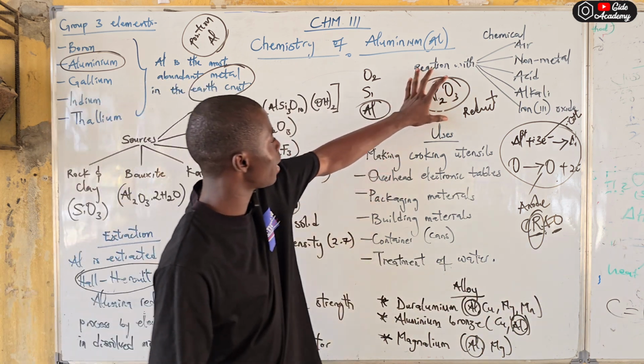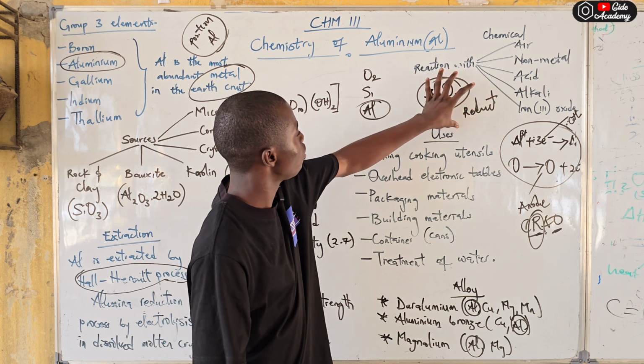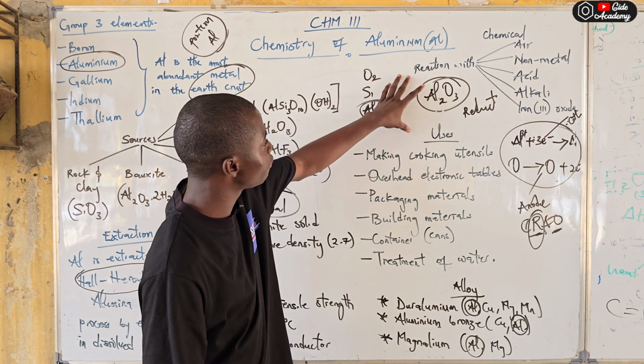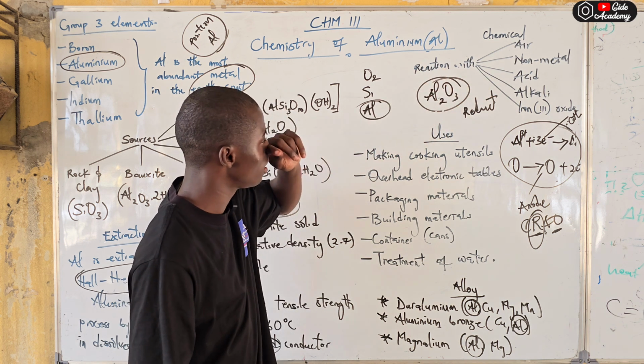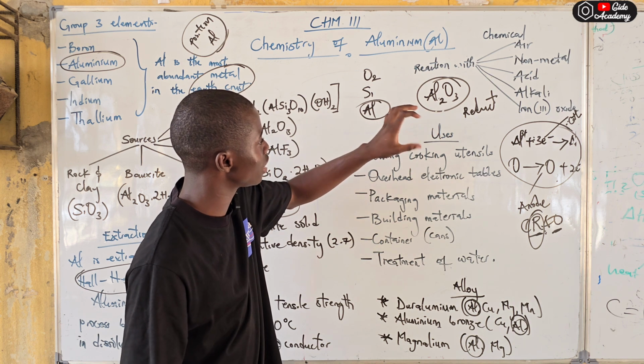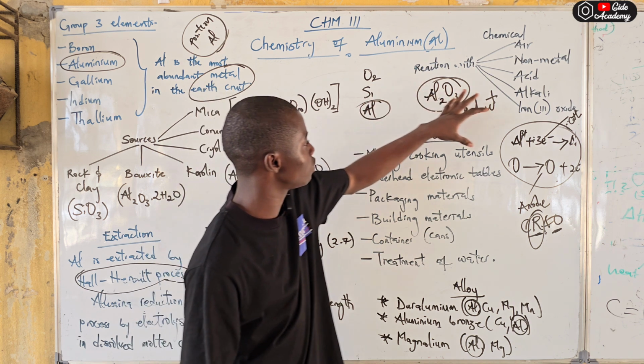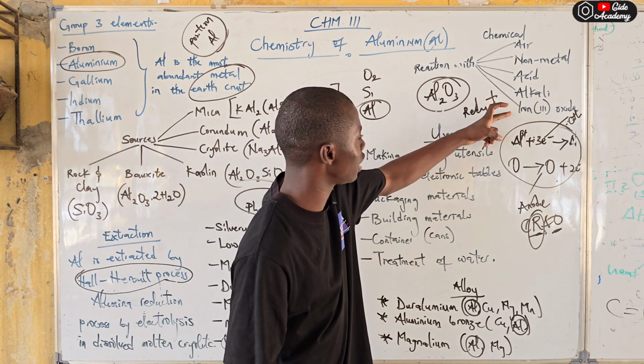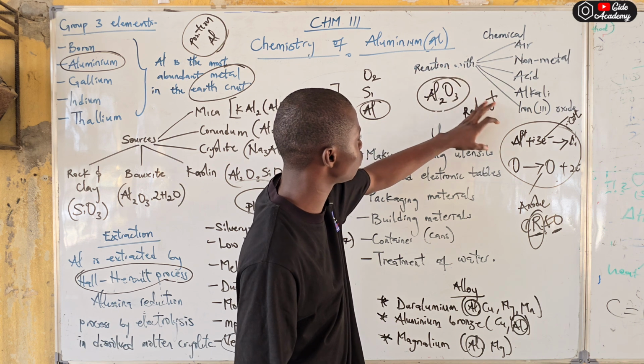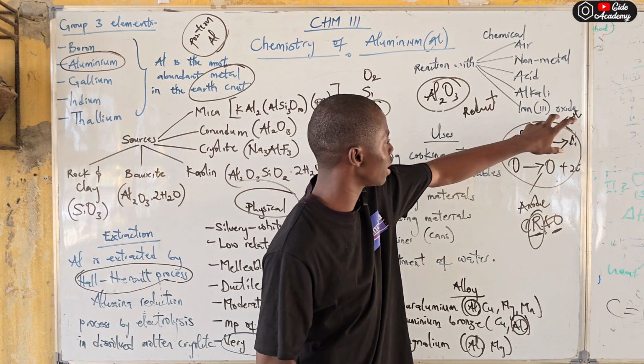So what about the chemical properties of aluminium? The first one, aluminium reacts with air. Option 2, aluminium reacts with non-metal. Number 3, it reacts with an acid. 4, it reacts with alkali. Then the fifth one, it reacts with iron 3 oxide.